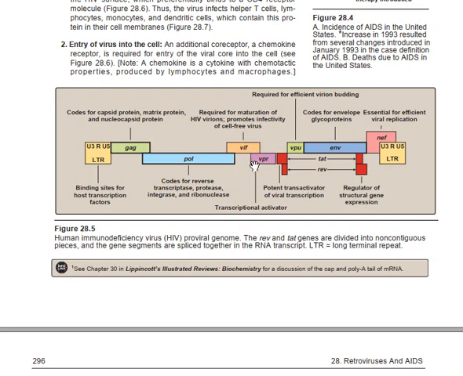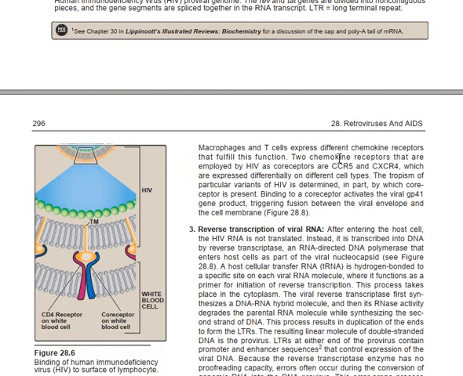Is it clear? And this is a transcriptional activator, this is a potent activator, and these are the other elements. This is required for efficient virion building, and these are the other elements. So you can pause and visualize all of them.